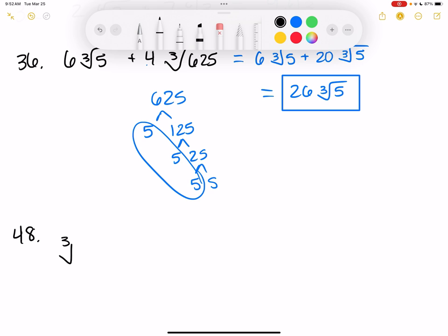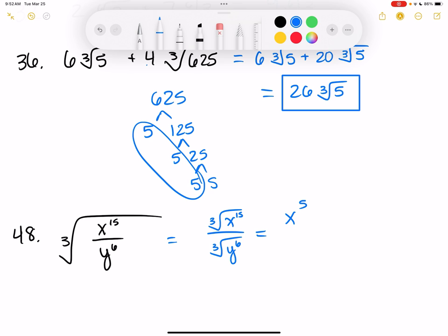Cube root of x to the 15th over y to the 6th. So when I have a radical with a fraction, I can split it top and bottom. So the cube root of x to the 15th over the cube root of y to the 6th. And I need to break that down. So what do I get when I do that? How many sets of 3x's do I have? 5. So x to the 5th. How many sets of 3y's do I have? 2. Y squared.